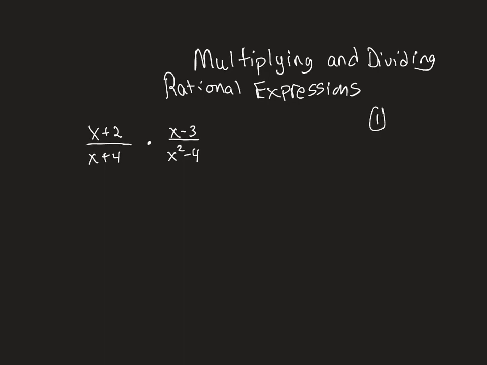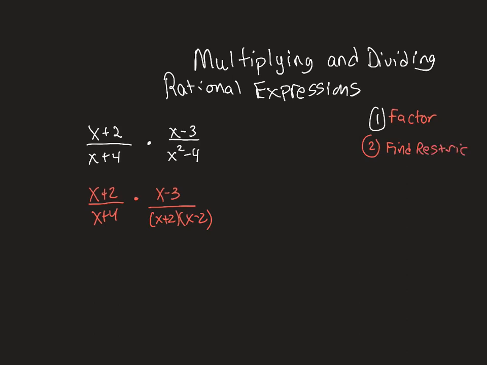So, first step is to factor. You always factor first. So, can't factor here. But over here, I can turn this into x plus 2, x minus 2. Okay? Now, to find your restrictions, they have to come before you've done any multiplication. So from the original.